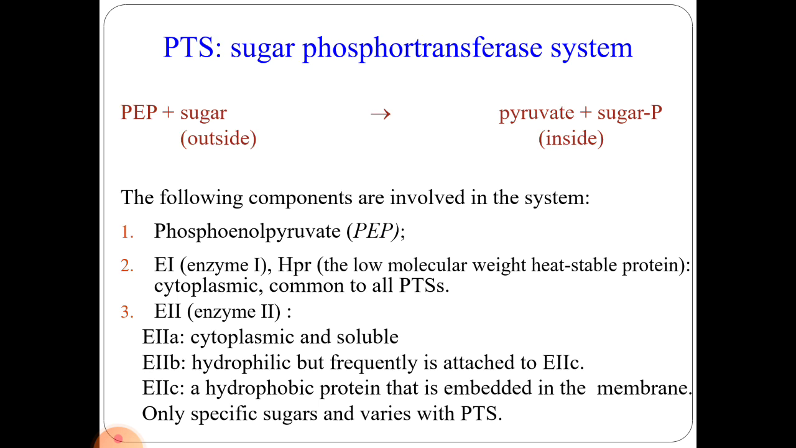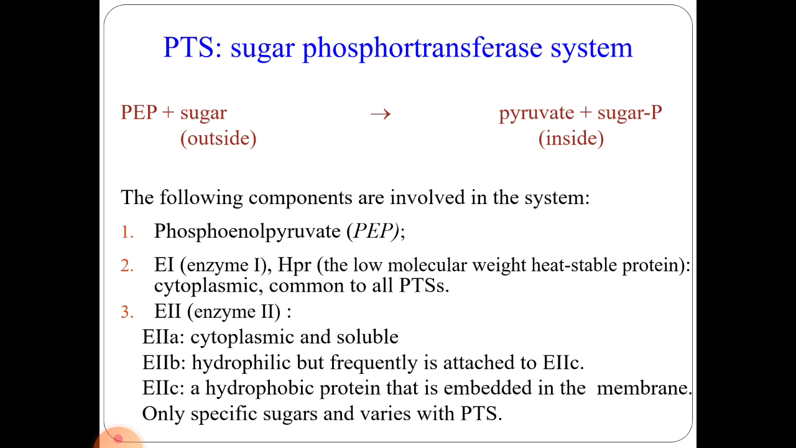This is the equation showing how phosphoenolpyruvate phosphorylates the incoming sugar molecule. PEP phosphorylates the outside sugar and is converted into pyruvate, and the sugar is converted into sugar phosphate. So this particular system involves the following components. Number 1 is phosphoenolpyruvate. Number 2 is enzyme 1, which is a low molecular weight heat stable protein present in the cytoplasm.